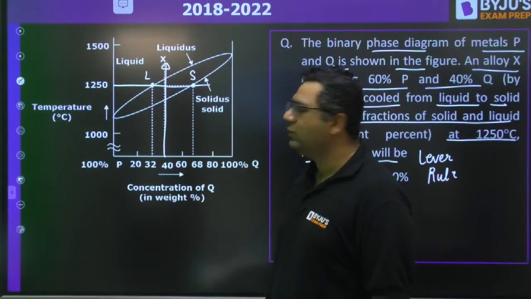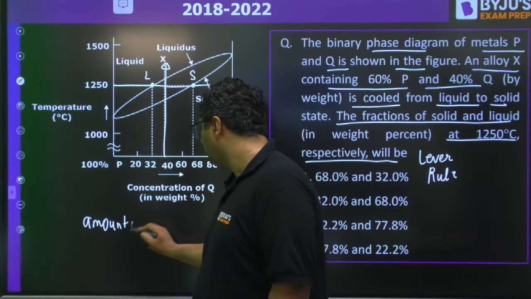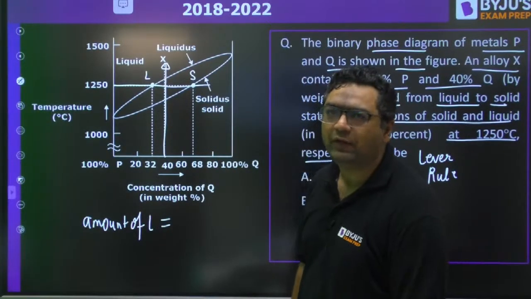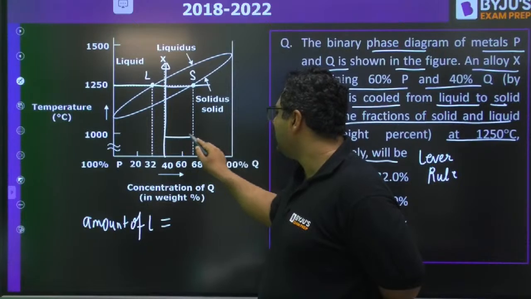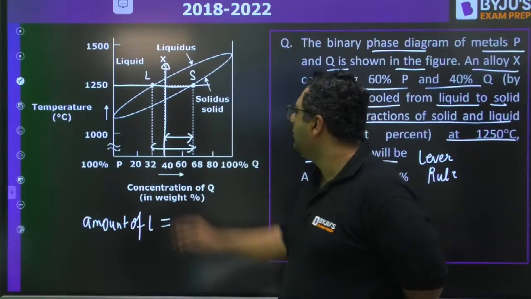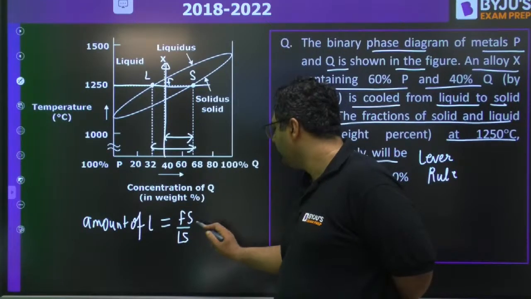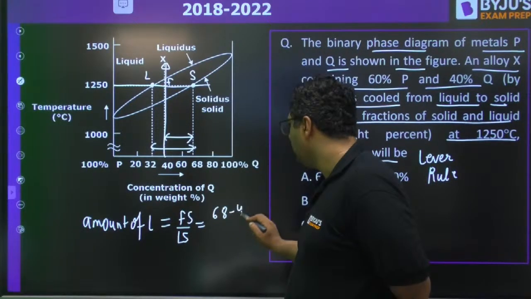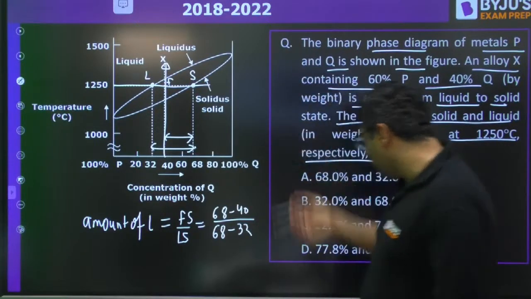If you want to write down the amount of liquid, you know how the lever rule is applied. When we are talking about the amount of liquid, you will write this gap divided by the total length. It follows the shortcut of strength of materials. So you will write Fs by Ls. What is Fs? 68 minus 40. And what is the total? 68 minus 32. So you will get the amount of liquid.